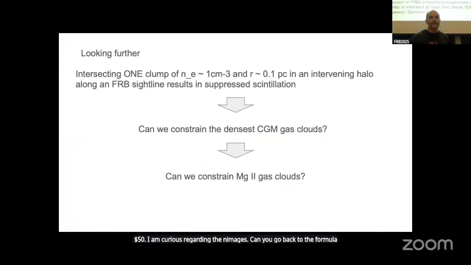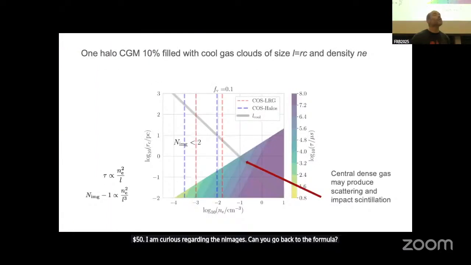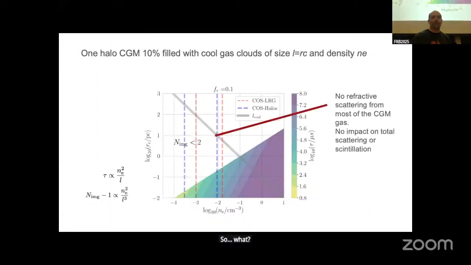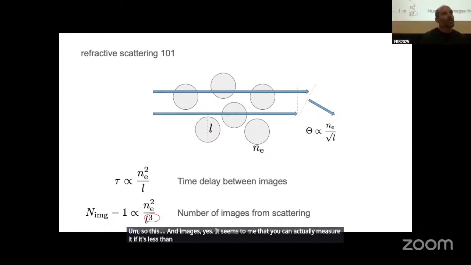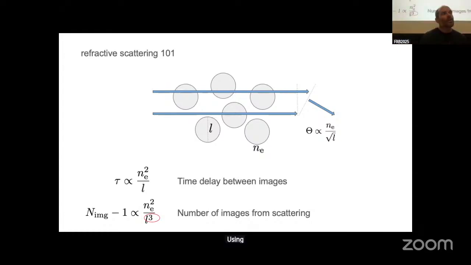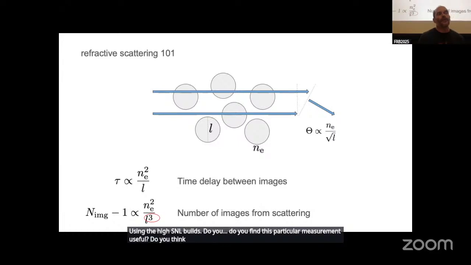I am curious regarding the N images. Can you go back to the formula? I'm Barak Zackay from Weizmann. So, this N images, it seems to me that you can actually measure it if it's less than 1,000 using the high SNR bursts. Do you find this particular measurement useful? Do you think this is a good thing to do?